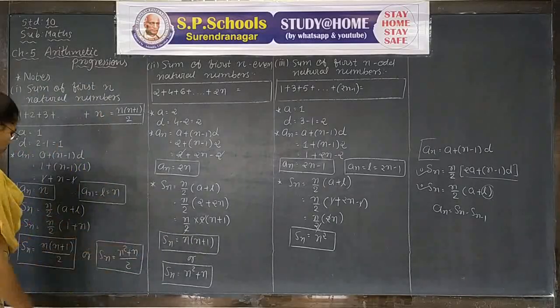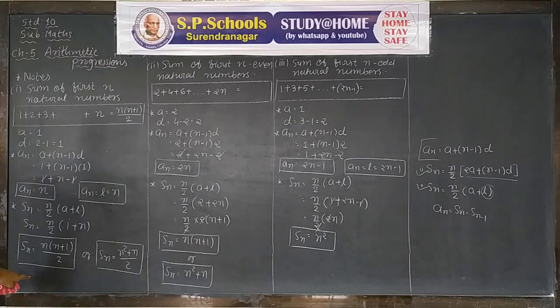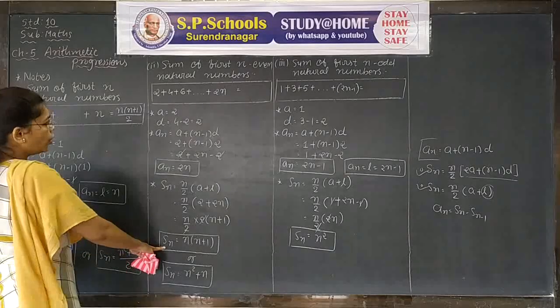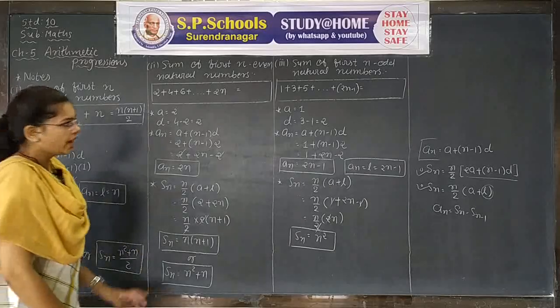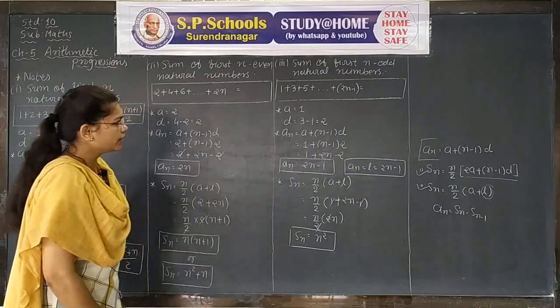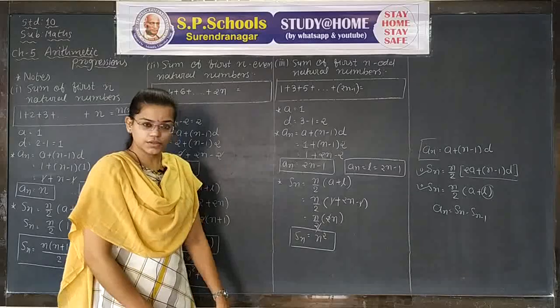These three things are most important. Sum of first n natural numbers is n into bracket n plus 1 upon 2. Now remove the 2 and we get the sum of first n even natural numbers, n into bracket n plus 1, and last is the sum of first n odd natural numbers, which is n square.